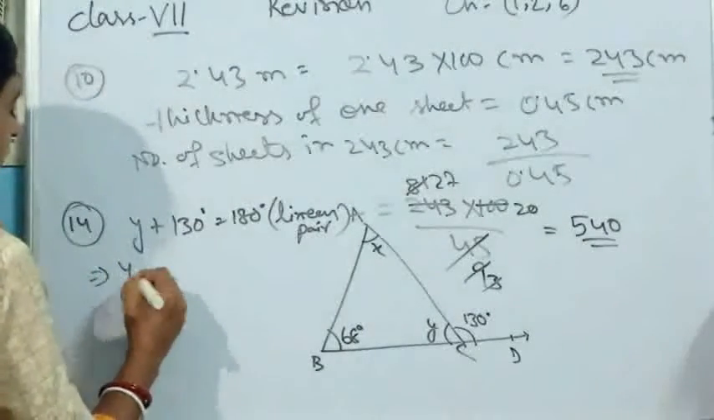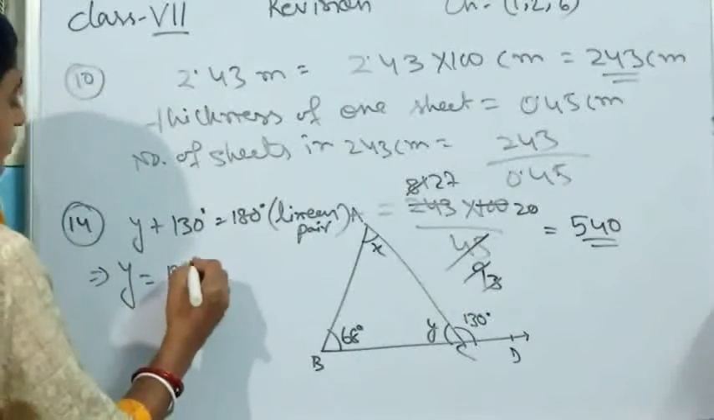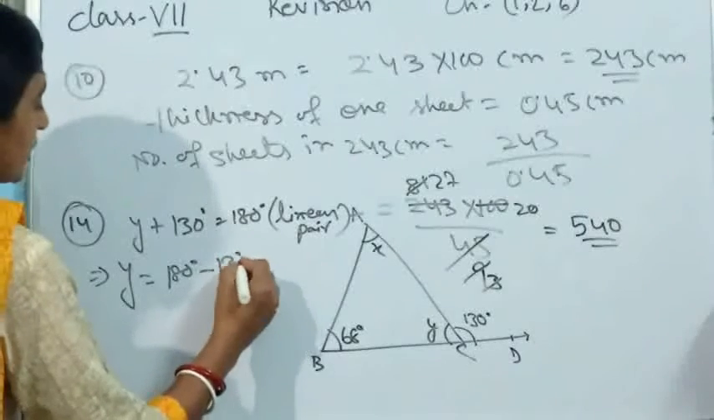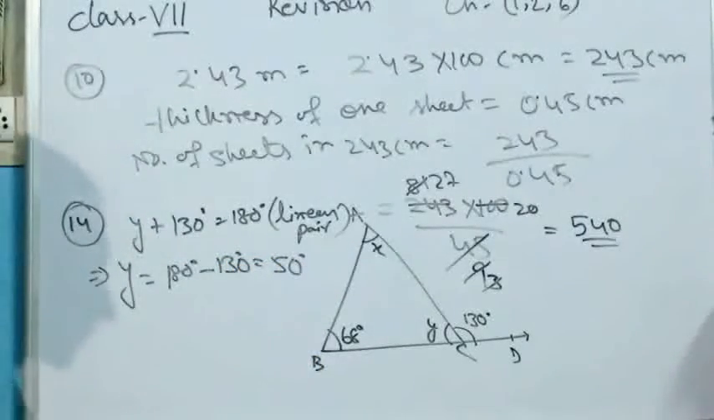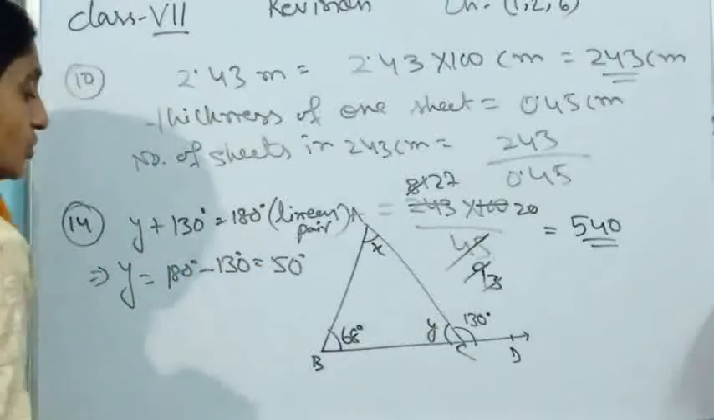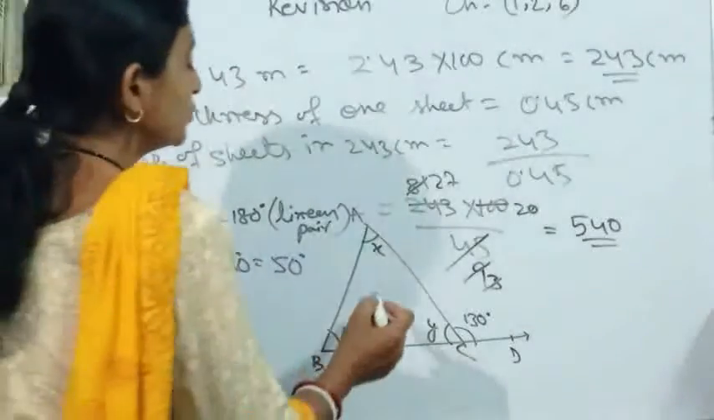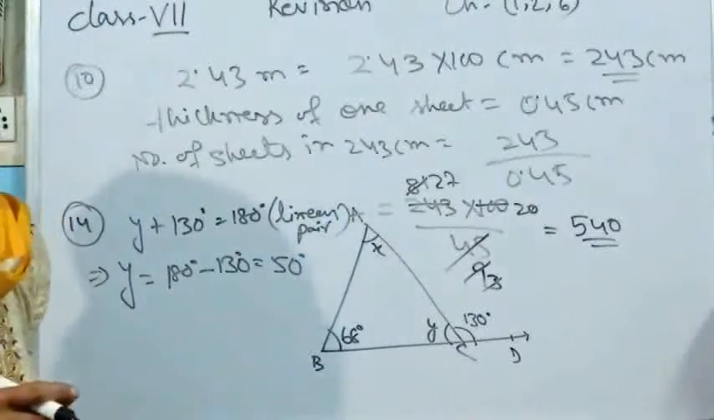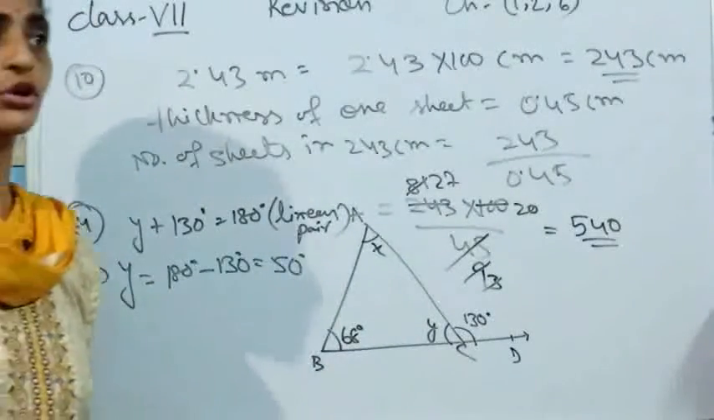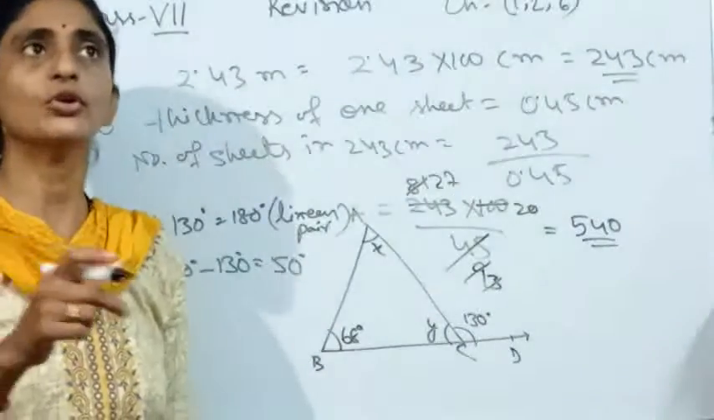So what will be the value of y? Definitely 180 minus 130 degree. So you are getting 50 degree. So one answer we have got, y we have found out. Now come to x. For that, another theory we are going to apply here. You might recall that we have already gone through these things.